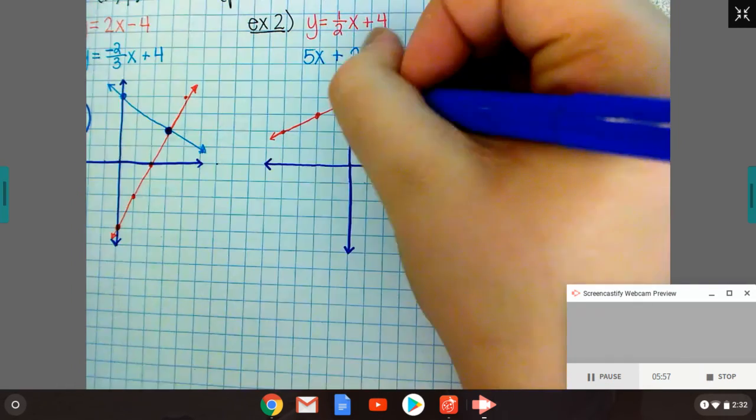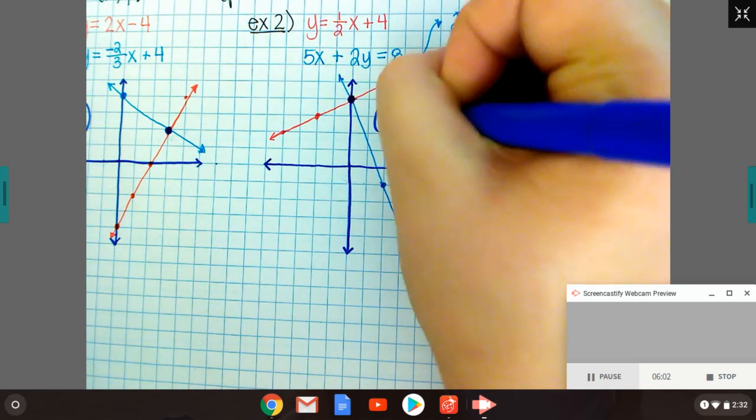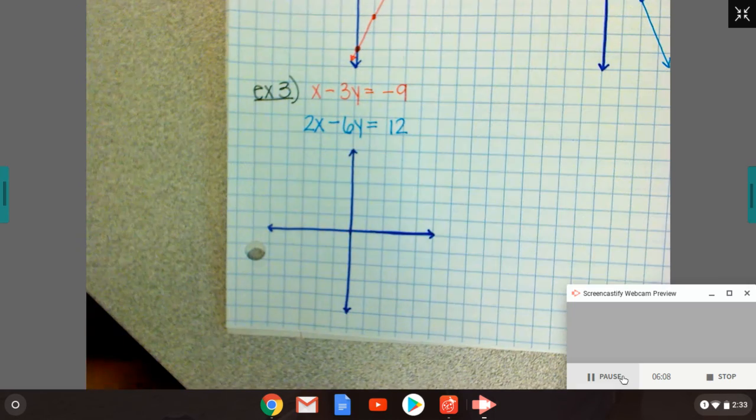So we found that they both have the same intercept at (0, 4). So there is our one solution. Let's run through another. All right, let's check this guy out.